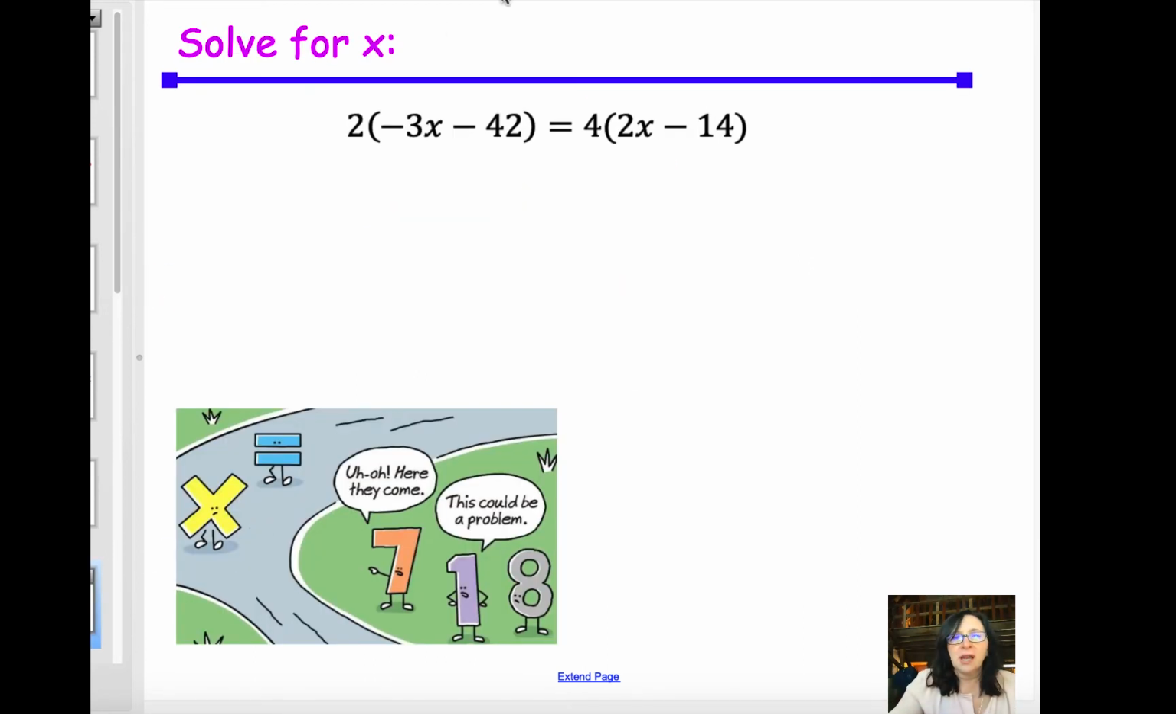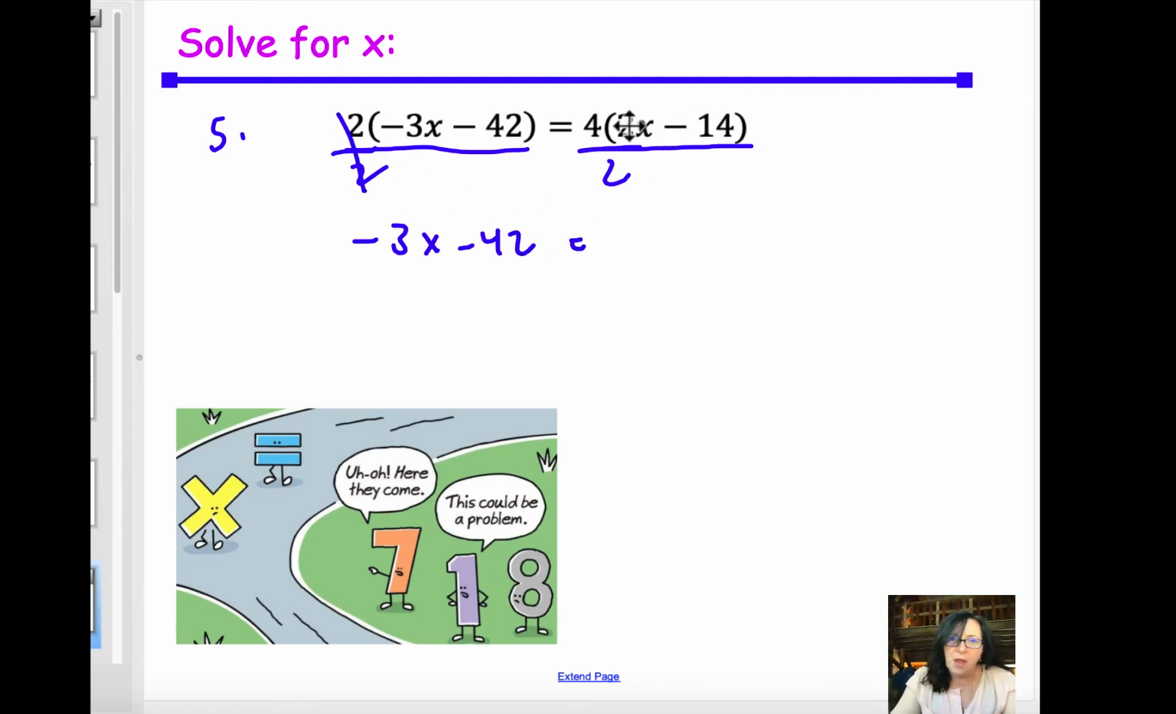For the next question, which is number 5, I'm going to distribute. Now, I don't actually have to distribute on this one, because I notice that out in front of my parentheses, I have a 2. Another option is to divide both sides by 2. In doing that, I'm actually dividing this whole quantity by 2, that whole term. These are going to cancel. I'm going to get negative 3x minus 42. On this side, though, the 2 will cancel into that. I still will have to distribute this 2.